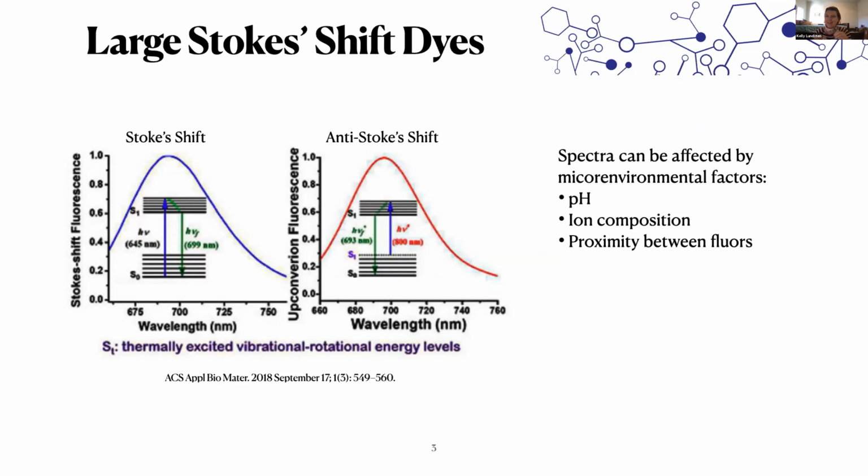When you do tech services, as long as both Jason and I have in our lives, there are just a million and two things that people do to their samples that can affect their spectra and the amplitude of the signal. Just three that came off the top of my head are pH, ion composition, and the proximity between the fluors. But it's always going to be these microenvironmental factors that immediately surround the fluorophore itself.